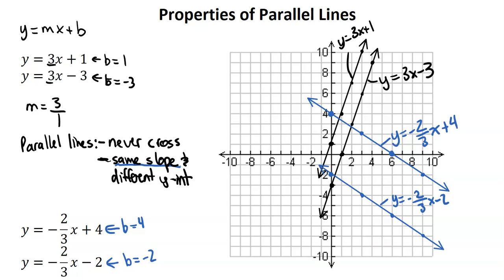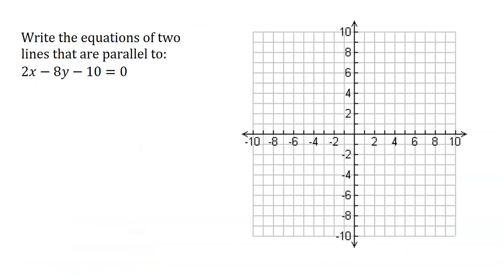I want to do one final example where it might not be in the form y equals mx plus b. It's actually going to be in standard form. So let's look at that together now. So this question says, write the equations of two lines that are parallel to 2x minus 8y minus 10 equals 0.